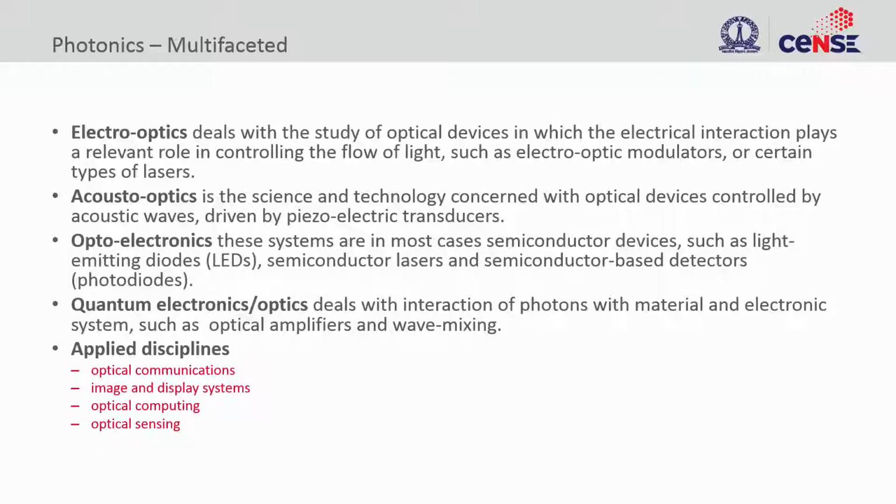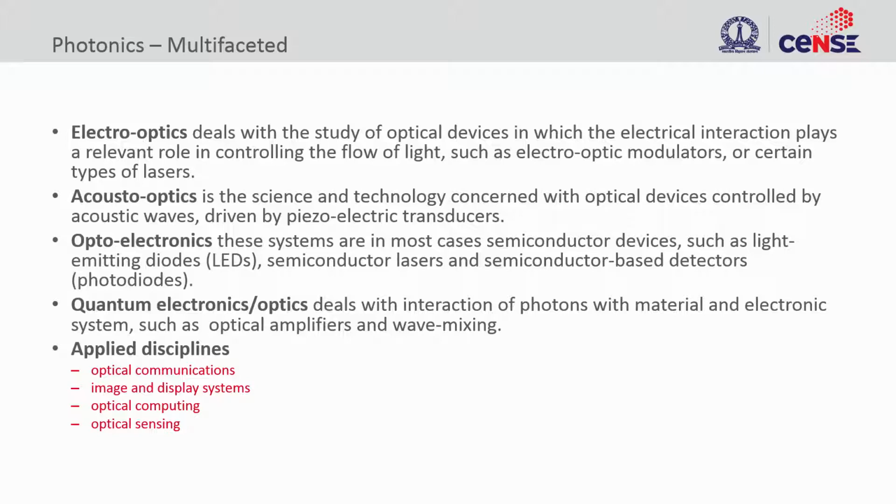Photonics has multiple phases, as I mentioned. It has grown out. So, what are all the things that photonics encompasses? Let us have a look at that one by one. One is electro-optics. From the name itself you can deduce that it is the interaction of electrons or electric field and optics. It is a study of optical devices in which the flow of light is controlled through this electrical interaction. One such device is modulators.